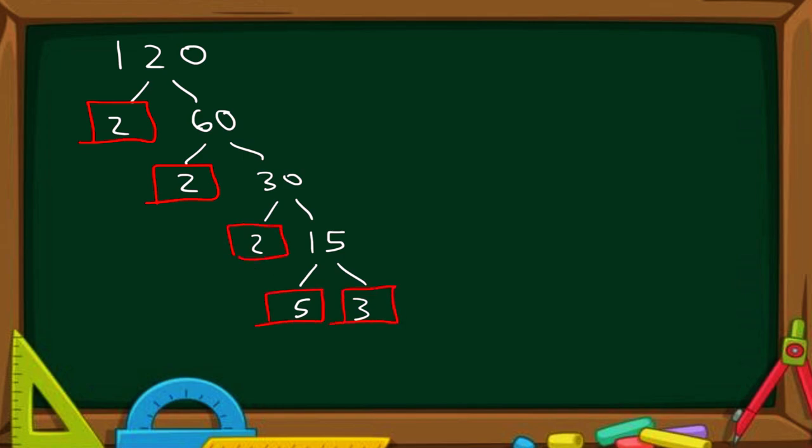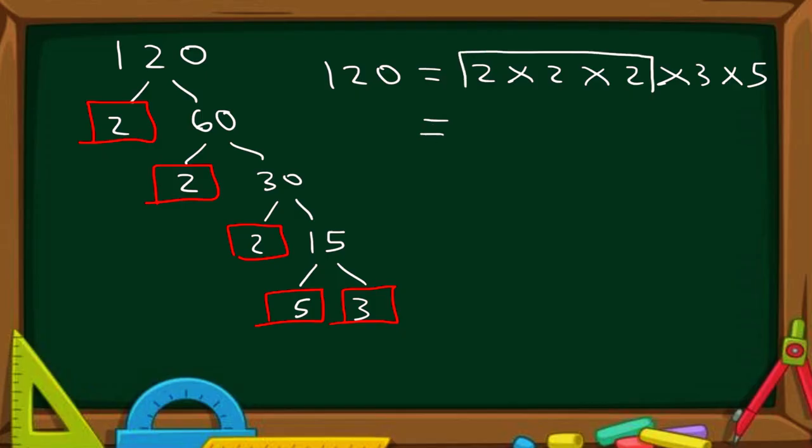Now to write it using exponents, we're going to simplify these three 2's. We're going to write it as 2 to the third power and then times 3 times 5. So that's the prime factorization of 120 using exponents.